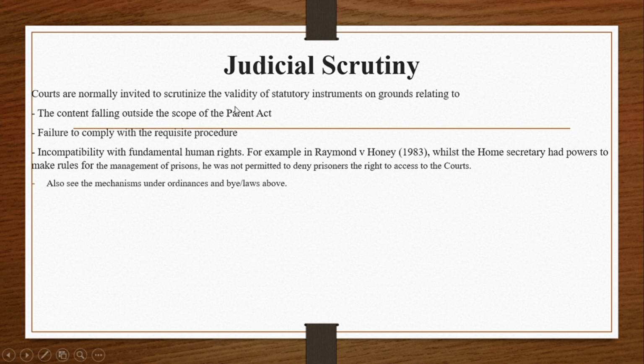So courts are normally invited to scrutinize the validity of statutory instruments on grounds relating to the content, to see whether it falls within or outside the scope of the parent act, to see whether there was failure to comply with the requisite procedure, or whether they are following the process properly, then whether there is any incompatibility with the fundamental human rights. So that is another mechanism, judicial scrutiny, whereby the court examines the statutory instruments on different grounds as mentioned.